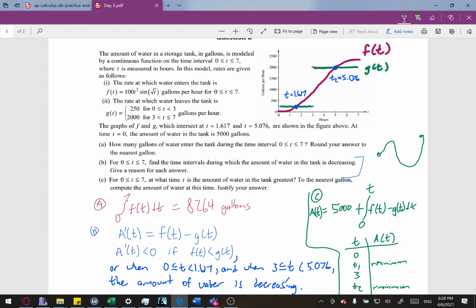So I really only have 3 points that I need to test. I need to test t equals 0, which we already know there was 5,000 gallons because that was given. I need to test t equals 7, which we'll have to actually plug into a calculator to figure out the amount. And I need to test t equals 3 to figure out if we had the most amount of gallons at those points. I'm going to write these in red, I think. 5,000 gallons.